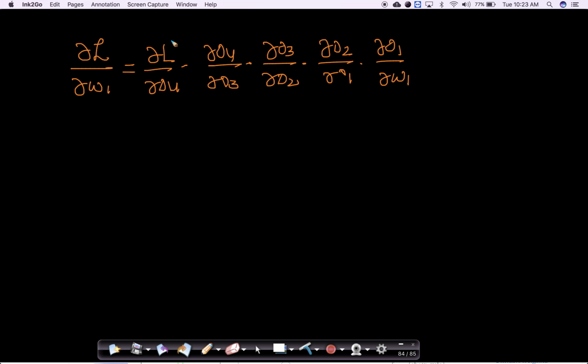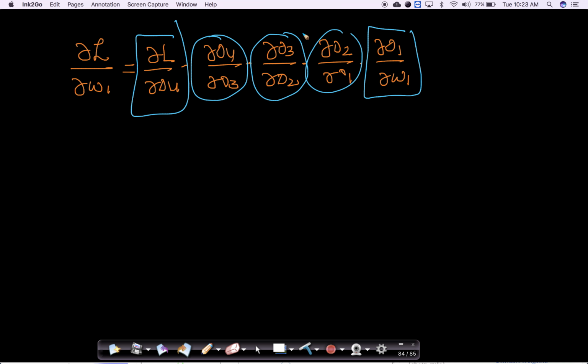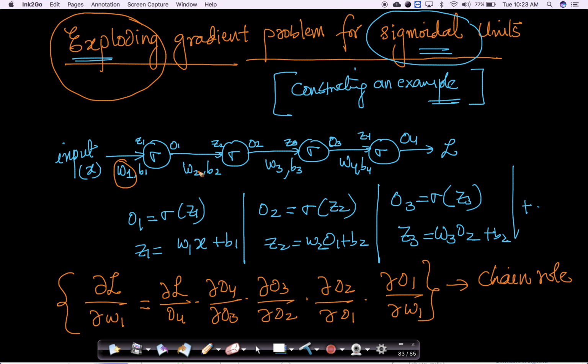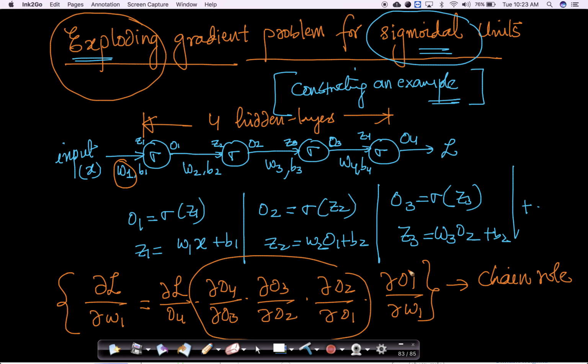Now let's look at the parts here. This derivative is dependent on the loss. This will depend a lot on the input. Now there are three other derivatives here. Remember, if you look at this network, it has four hidden layers, the four layers that you have. And you have these three partial derivatives in between. This is your input derivative. This is your loss derivative. There are three derivatives in between.